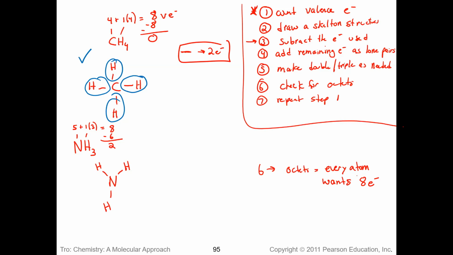Okay, so the electrons used. Now we're going to add the remaining as lone pairs. Now remember, if we look right here, nitrogen has 3 bonds, so nitrogen counts those 6 electrons as its own. Now hydrogen has 2, 2, so these are happy hydrogens. Nitrogen has 6, but remember, we have 2 electrons left here, so we can just put these 2 electrons as lone pairs.